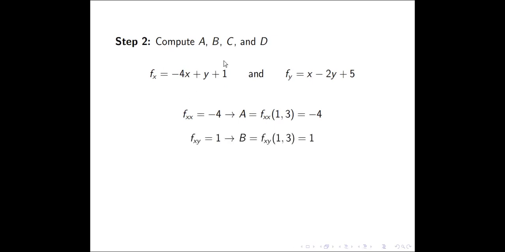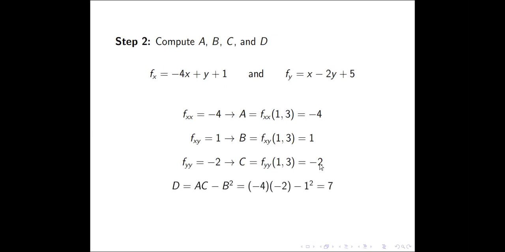Now f_xy, we differentiate this with respect to y, so we get 1. So at (1, 3), it's 1. And then second order with respect to y, we differentiate this with respect to y, we get -2. So at (1, 3), it's -2. And then the discriminant AC - B² will be positive. And note that A is negative.